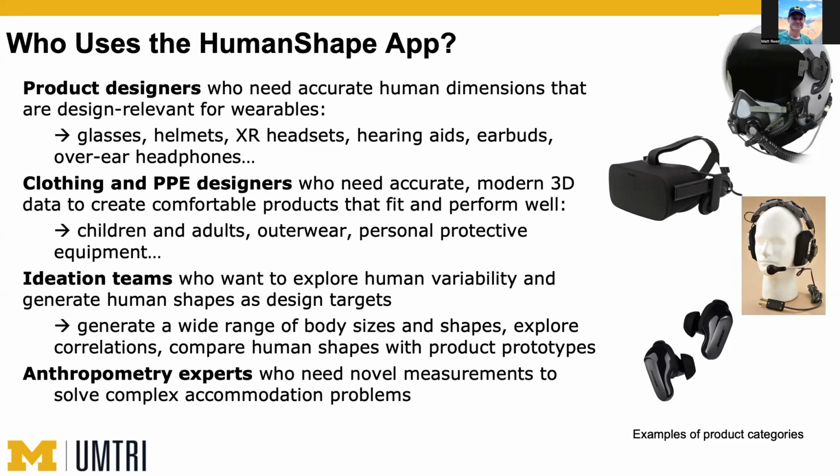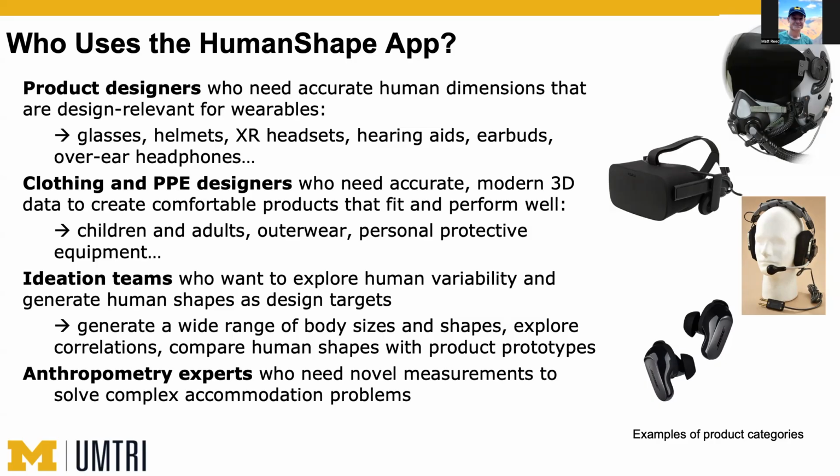The HumanShape app is designed to be applicable to a wide range of design problems. The inspiration for this is the challenges that we and many others have encountered in trying to bridge the gap between 3D body shape and size information for populations, these large, complex data sets, and the need to make quantitative design decisions about the shapes of products.